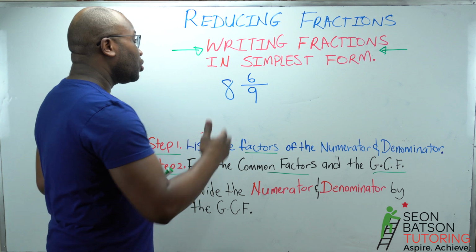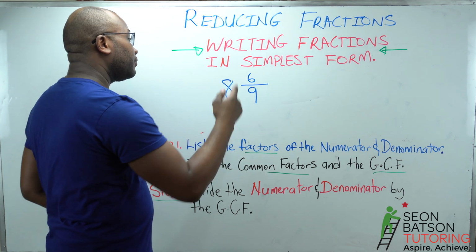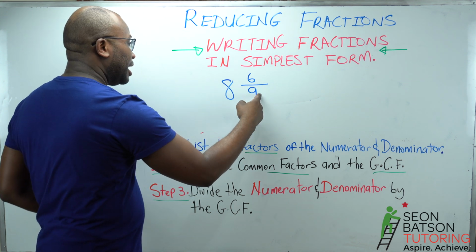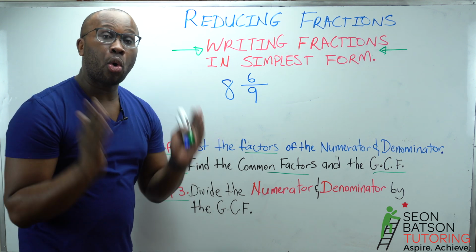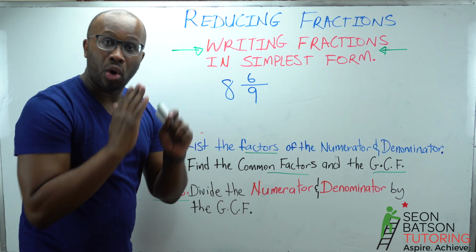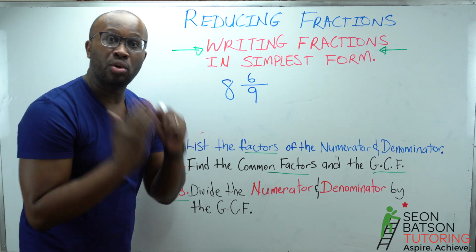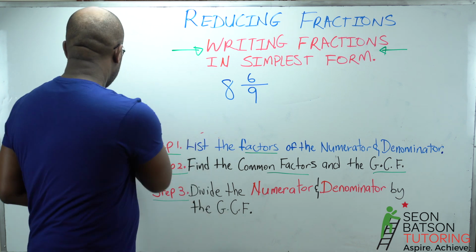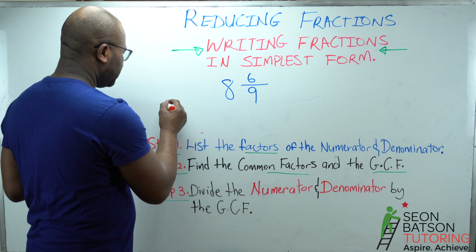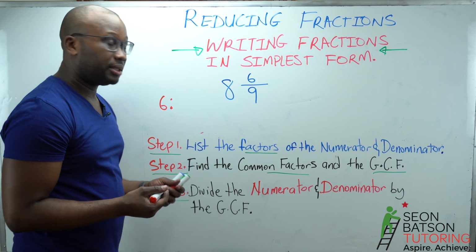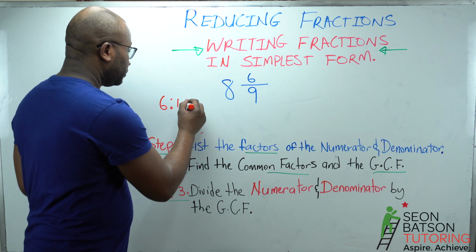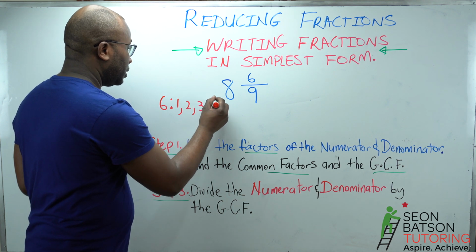So first, we will list the factors of the numerator and the denominator. We do not mess with the whole number. The whole number stays the same. We're only interested in the factors of the numerator and the denominator. So we'll first list the factors of 6. And again, the factors of 6 will be all the numbers that we can multiply to get 6. They are 1, 2, 3, and 6.